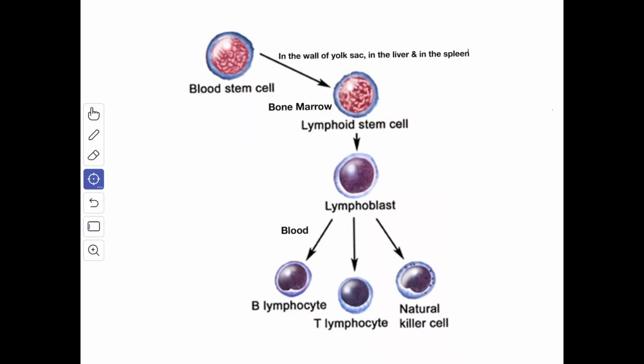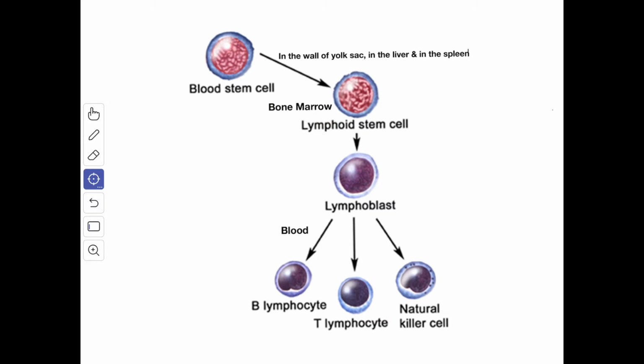Now we'll see about the lymphocytes. The cell population of a lymph node is made up of lymphocytes. In the embryo, the lymphocytes are derived from the mesenchymal cells which are present in the wall of the yolk sac, liver and spleen. These form the stem cells. These stem cells later migrate to the bone marrow.